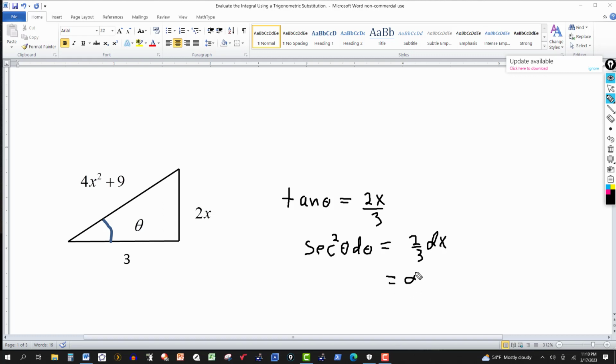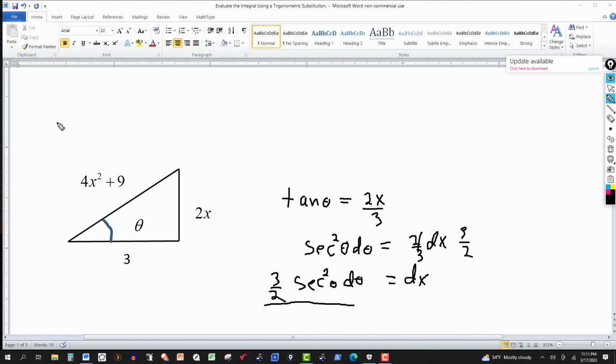And solving for dx, we have then secant squared theta d theta, and I multiply by 3/2 to cancel this out, so multiplying through by 3/2. This will cancel this out, put it over here on this side. So in the integral that I have, I'm going to replace the dx by this expression here, and I'm going to get the answer in terms of theta, and then I'm going to come back to this triangle here to write the answer in terms of the original variable, just like we do in any kind of substitution.